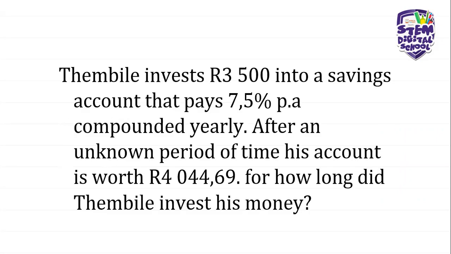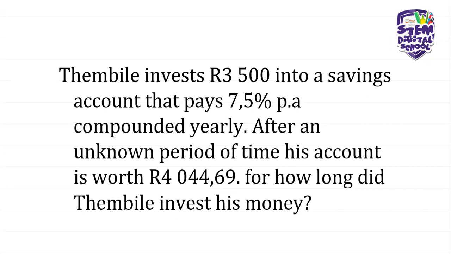Now, we also want to look at an investment which was made into a savings account. This investment was made at an interest rate that pays 7.5% per annum. Once again, this is compounded, but this time we do not compound it quarterly, but yearly. The word yearly means every year. It simply means once a year. So if you hear the word yearly, that is once a year.